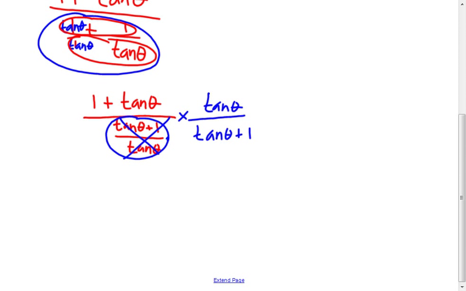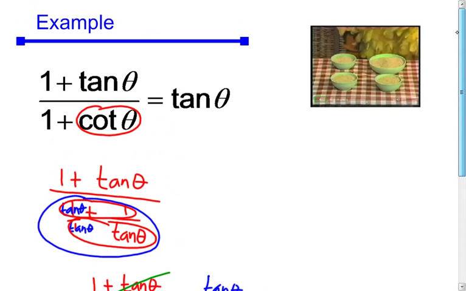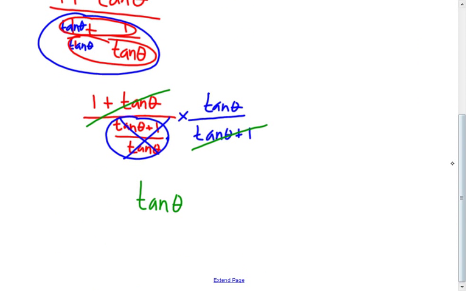Now the top in the red says 1 plus tangent, and the denominator in the blue says tangent plus 1. When you add 5 plus 4 and 4 plus 5, you're going to get the same answer. So it's okay that they're switched around. It would not be okay if they were subtraction, but it is okay since they're addition. And those two quantities can cross out, and you will be left with tangent. And if you look, that's where we needed to get. We needed to turn the left side into tangent, and we did that.